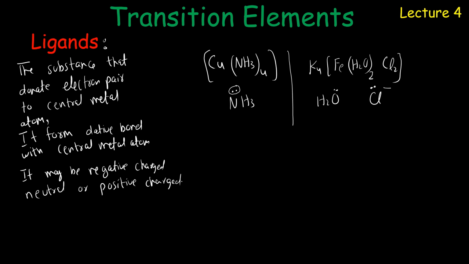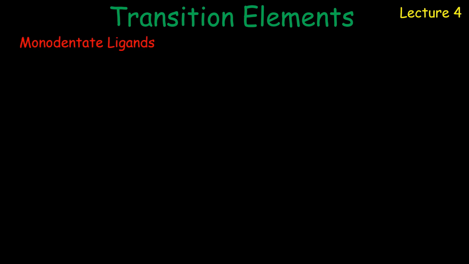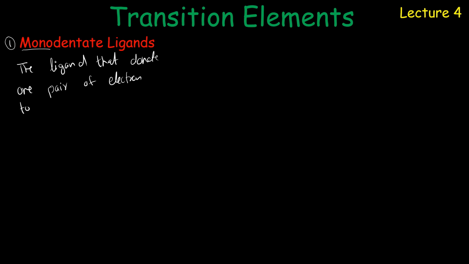Now we discuss the types of ligand. Now we have first type. It is the first type of ligand that is named as monodentate ligand, and the mono stands for one. Mean it is a ligand that donates one electron pair. So we define it as the ligand that donates one pair of electron to central metal atom or ion. तो ये बच्चे आपकी definition है for monodentate ligand, and it has different types.